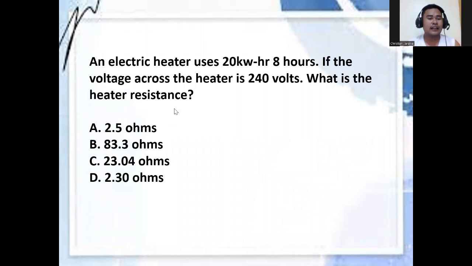Sir, here. An electric heater uses 20 kilowatt hours for 8 hours. If the voltage across the heater is 214 volts, what is the heater resistance? We are talking here about resistance. However, we are given the power consumed within 8 hours for 20 kilowatt hours with a power supply of 220 volts. Sorry, 240 volts. What are we looking for, sir? Resistance.